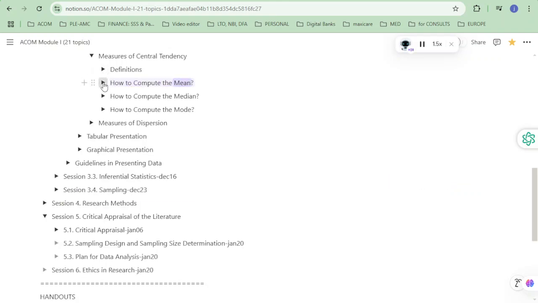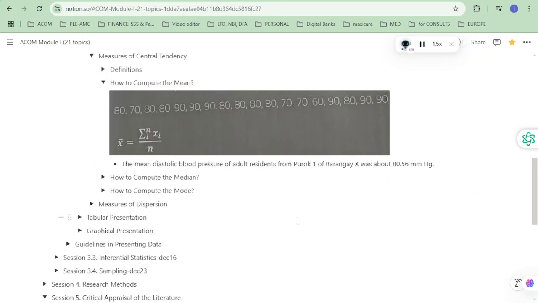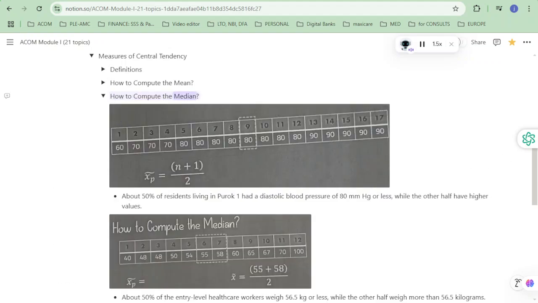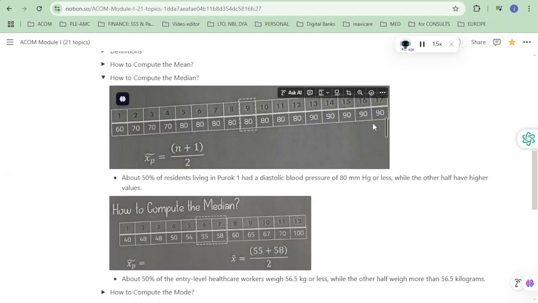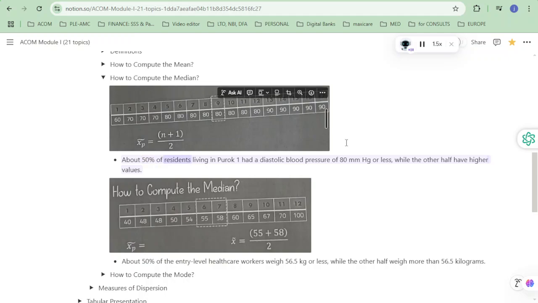How to compute the mean. The mean diastolic blood pressure of adult residents from Purik 1 of Varanasi X was about 80.56 mmHg. How to compute the median. About 50% of residents living in Purik 1 had a diastolic blood pressure of 80 mmHg or less, while the other half have higher values.